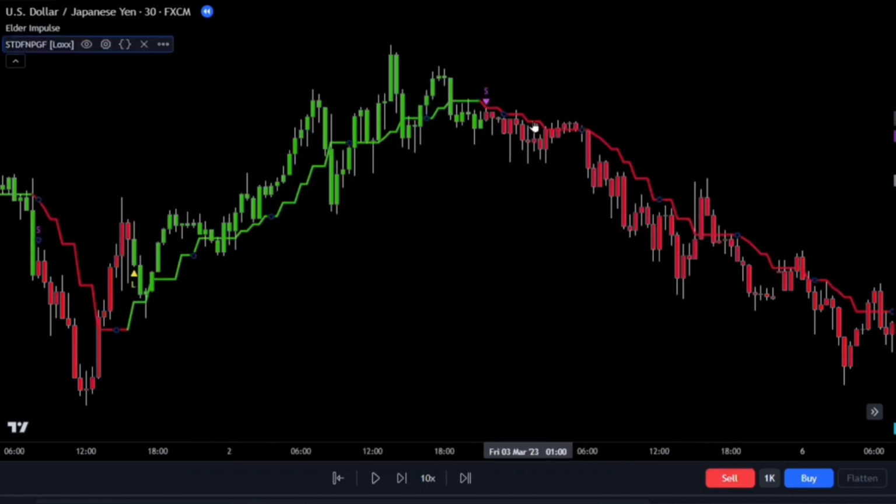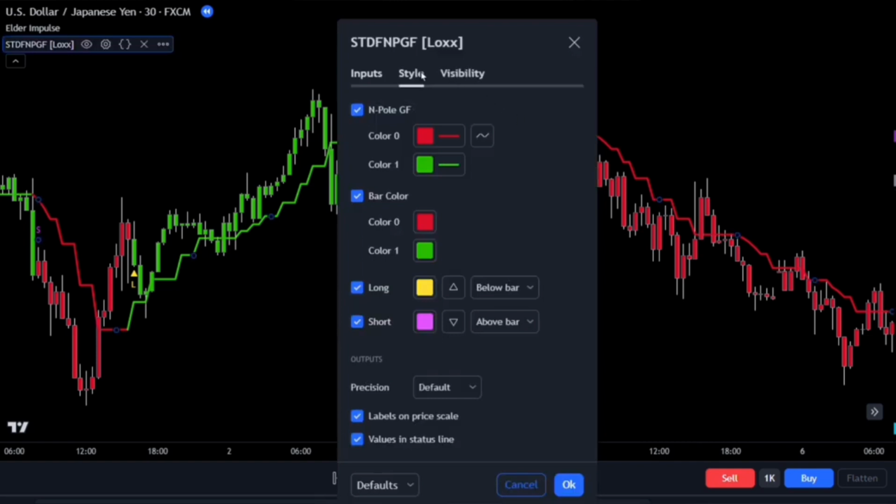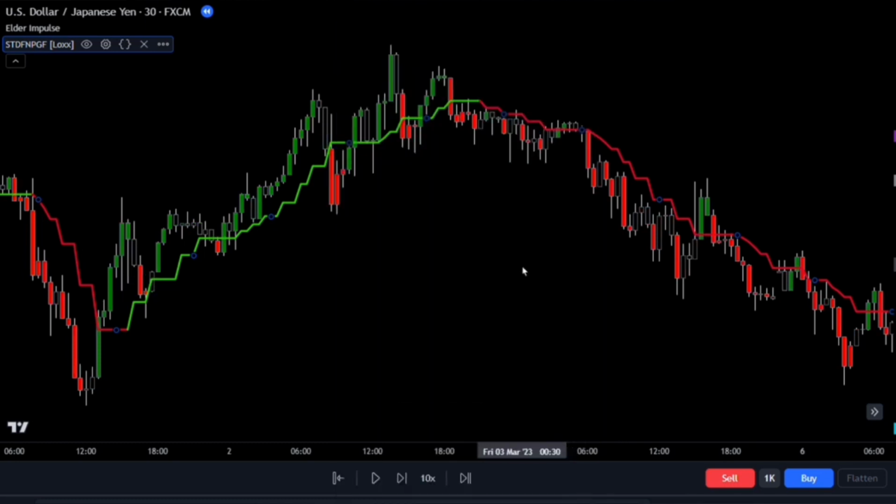Once it's added, double-click on it to access the settings. In the style settings, uncheck the bar color, and also uncheck the long and short options. Click the OK button to fully apply it to the chart. This filter is great for smoothing out the chart. It's even better than an EMA when it comes to rejecting high frequencies, and it also has lower lag.